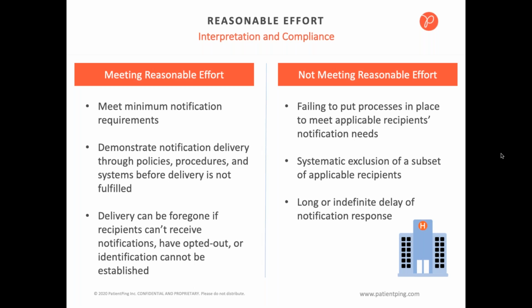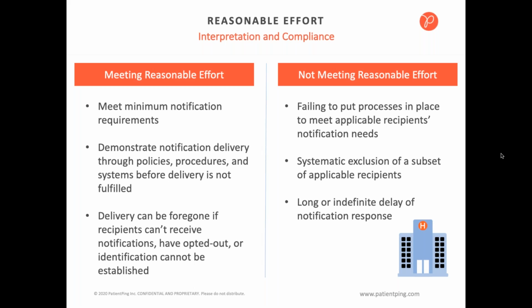First, failing to put processes and systems in place to meet the basic notification sending requirements to meet applicable recipient needs, which we just extensively talked about. Second, systematically excluding a set of recipients, for example, never sending notifications to post-acute. And third, long or indefinite delays of notification response. CMS will consider further clarification on that as stated in the response to comments in the final rule.